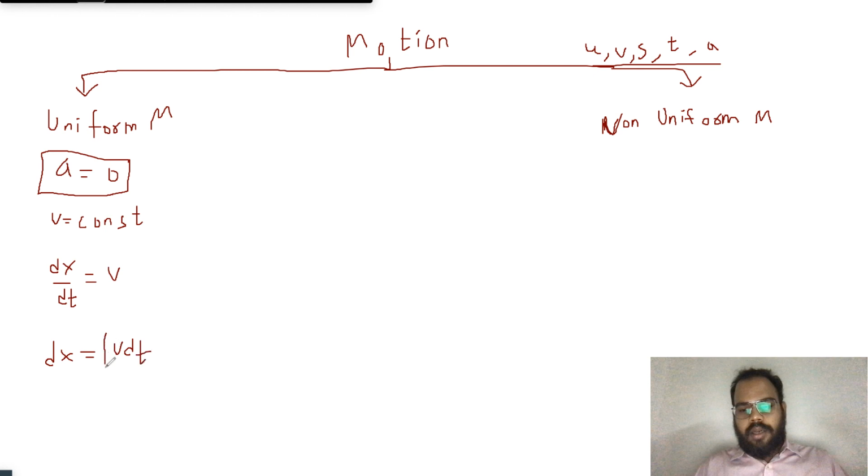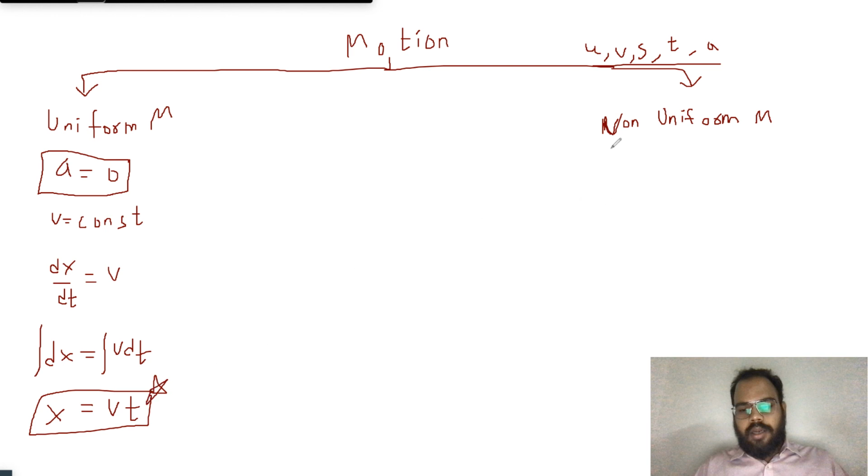Then I'll integrate both the sides. So if I integrate both the sides, integral dx is x. Since my velocity is constant, v will jump out of integration and I'll be left with only dt. So integral dt will give me t. So from here I get x is equal to vt, that is displacement is equal to velocity into time. So this is the integral derivation of the formula.